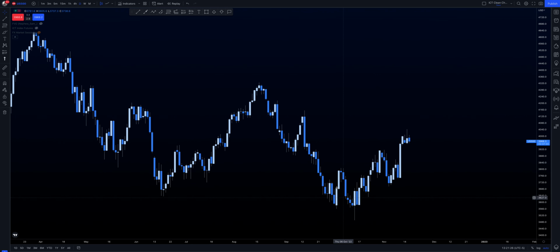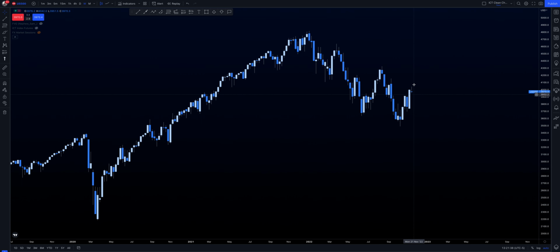So we've got this three drives pattern where we've actually taken the liquidity down at the bottom, 1, 2, and then 3 here, and at the end of last week, we actually finished this with a really strong bullish engulfing candle, but we've actually traded into the mean threshold of this bearish order block.